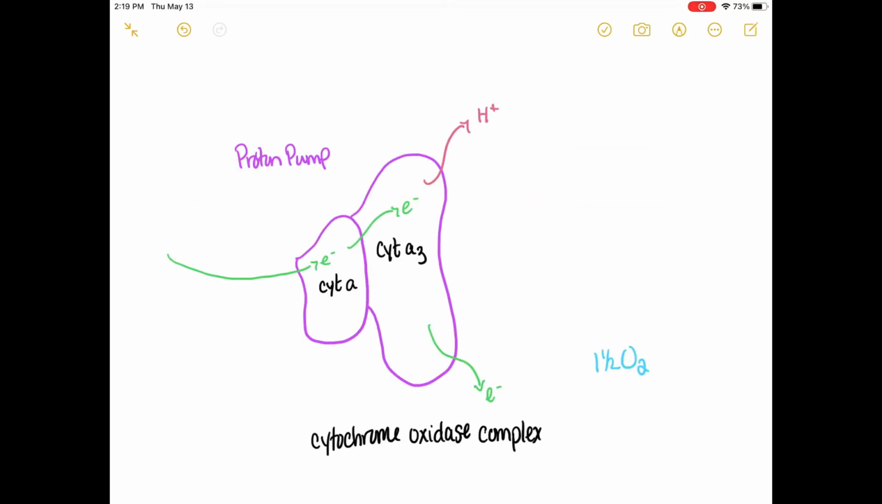Continuing on with the electron travel, we see it arrive at its next destination, cytochrome A. From there, it moves to cytochrome A3, where it's used to form water molecules from hydrogens and oxygen in the cytoplasm of prokaryotes or the mitochondrial matrix of eukaryotes.